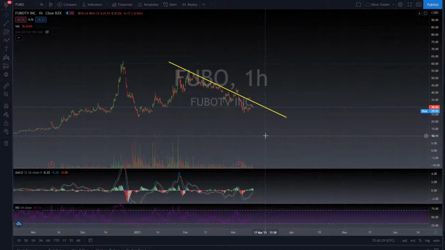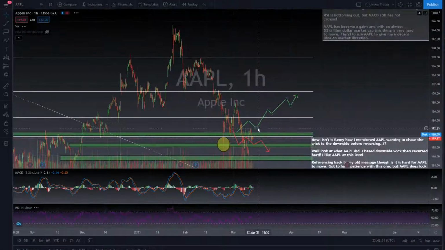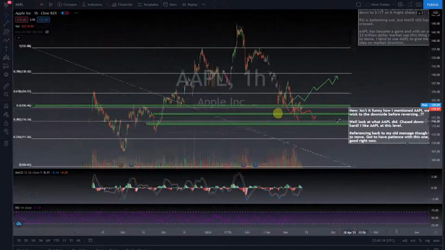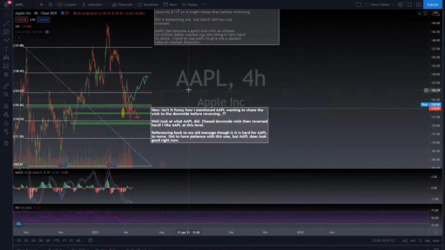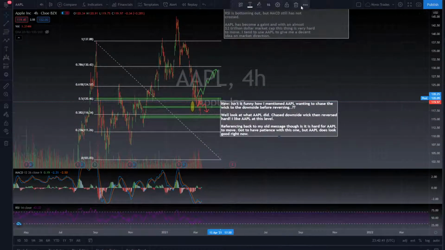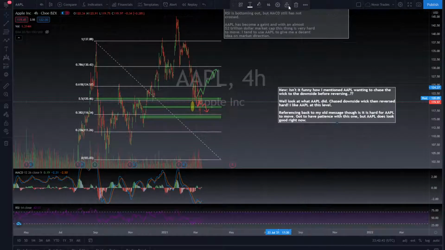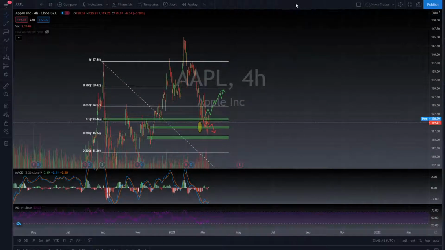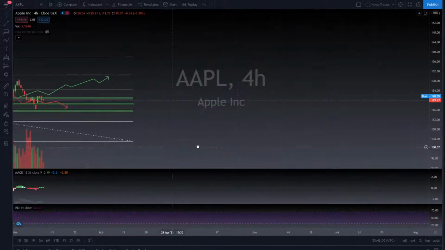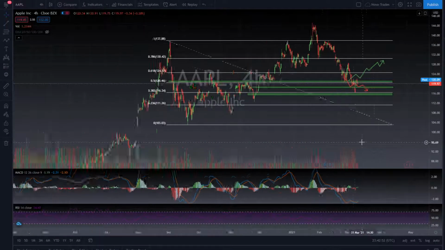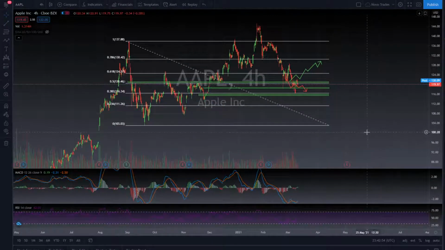Let's see. Apple. Apple was another one of those stocks that we did at the beginning of the week. We filled that wick to the downside. Apple is just so slow. Its market cap is so large that, yeah, no, Fubo is definitely gonna be a monster.